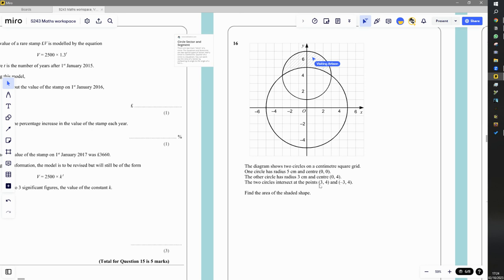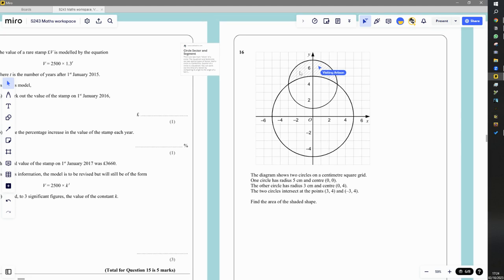Now, this stuff all down here, they've kind of just helped you out. They could have left all that out, and you'd have to work it out from what we can see here. So we have to calculate the area of this shaded area here.